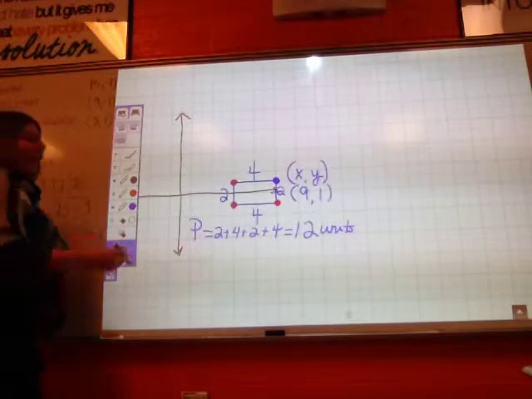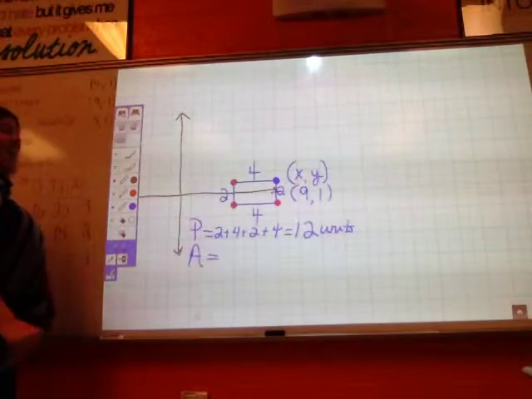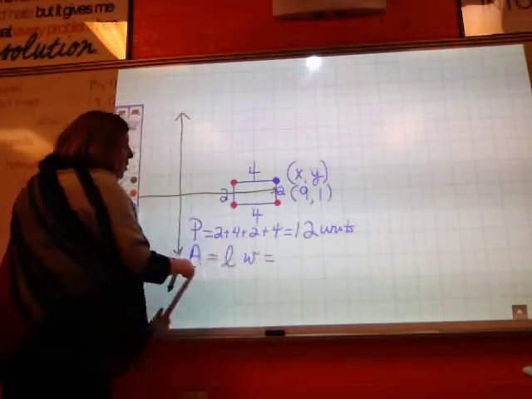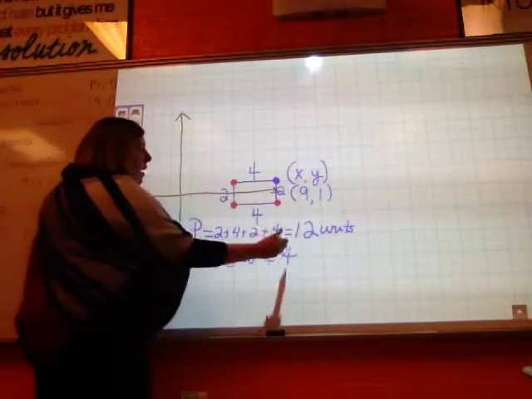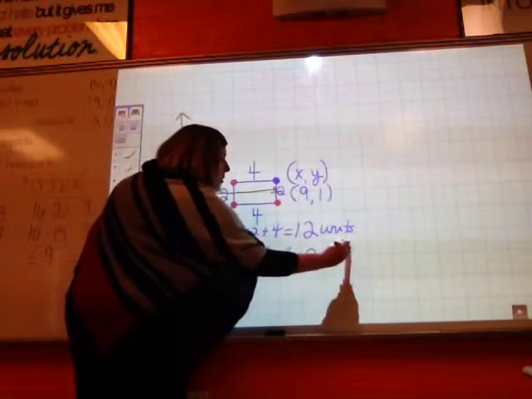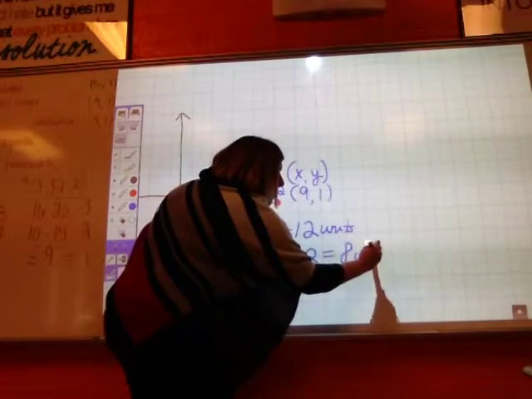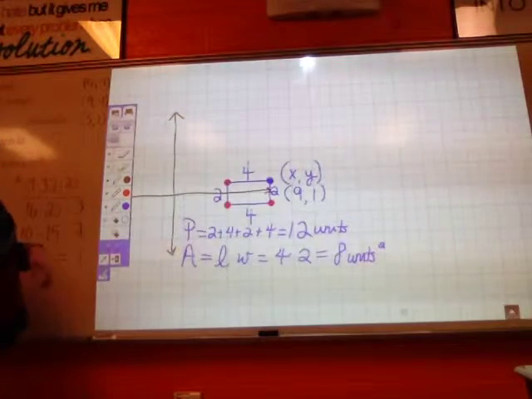Then the third thing it asked me to do is to find the area of this rectangle. Well, area is length times width. Okay, so the length of my rectangle is 4 times the width of my rectangle, which is 2, and 4 times 2 happens to be 8. So 8 units, and this time it's squared because I'm finding area.